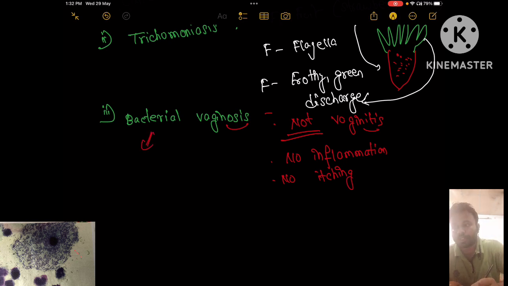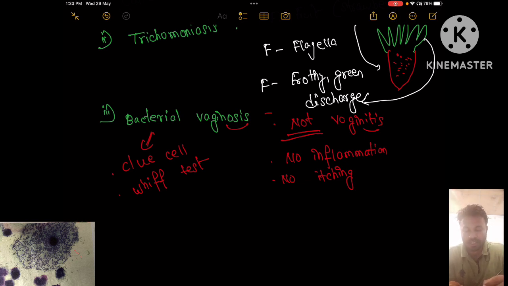In bacterial vaginosis, there are two important points. We can see clue cells, and the whiff test is positive. So in bacterial vaginosis, we can see clue cells and a positive whiff test. Bacterial vaginosis, not vaginitis, so no inflammation and no itching.